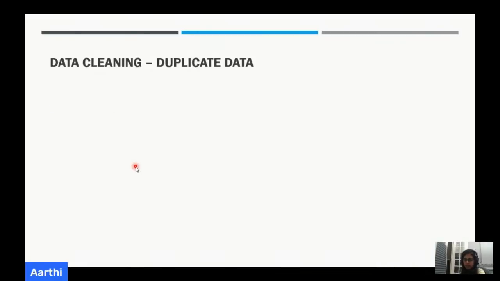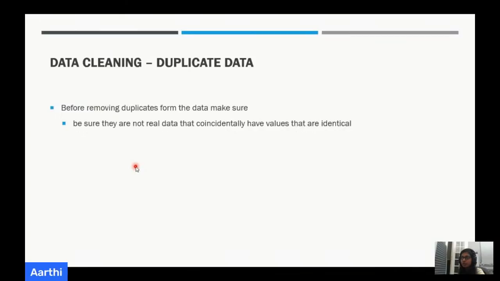Okay. Duplicate data. Sometimes your data might have duplicates, and you have to remove them to avoid overfitting problems. But before removing them, you need to keep in mind that they are not real data that coincidentally have identical values. For example, let's say you're running a website and selling something on it, and you have people coming to your website without even logging in. In that case, you will have something called a session ID, and each person who comes to your website might have similar characteristics.